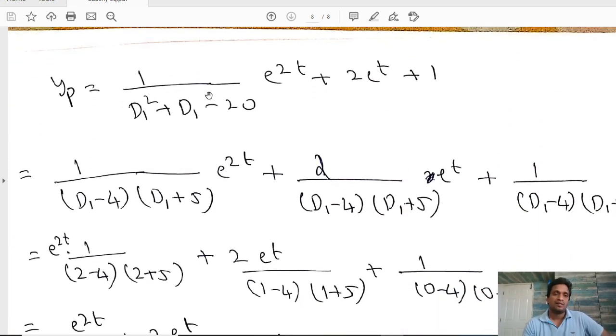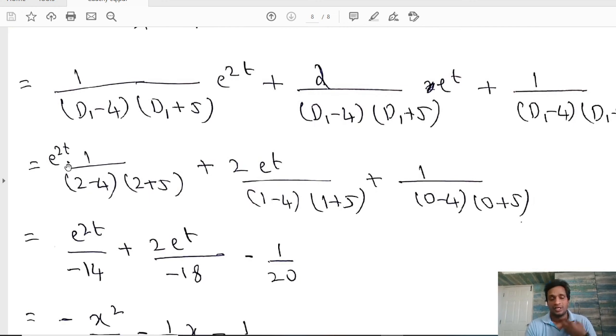Yp will be 1 by (d1 square plus d1 minus 20) into e power 2t plus 2 e power t plus 1. Here it is the sum of 3 terms. So we split the total yp into 3 terms. This value will be the same. That is, I am splitting this into 2 factors, (d1 minus 4)(d1 plus 5), acting on e power 2t, e power t and e power 0t.